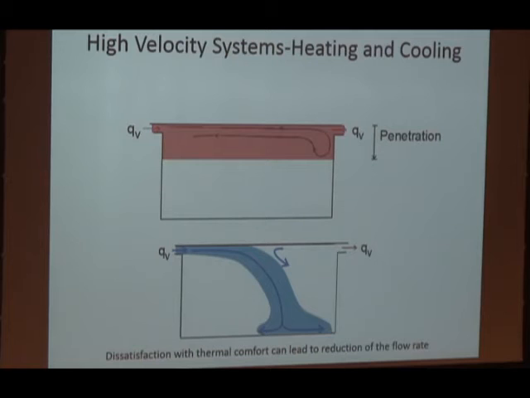Well, if I heat, then the air doesn't penetrate into the occupied zone. Of course, that's short-circuiting, and that's very bad ventilation. Another case is that if I cool, then it may be that the jet from the supply device is dumped into the occupied zone, and that leads to people starting to block the flow rate. So there's also a relation between thermal comfort and ventilation efficiency. So people's behavior should also be considered.